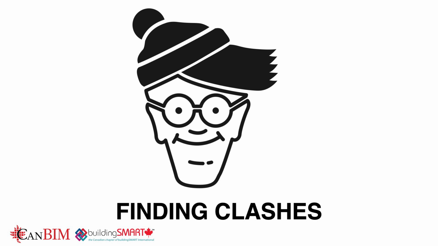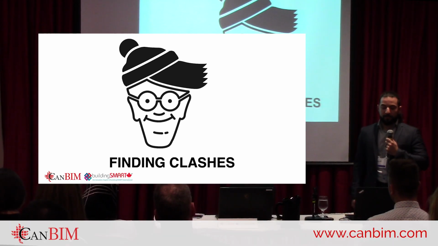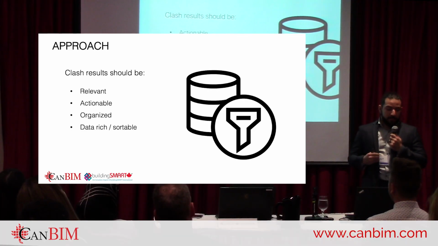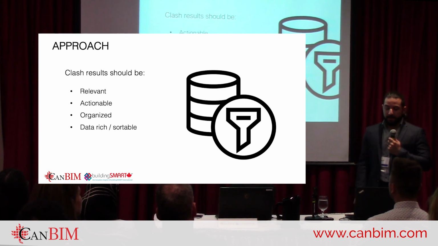So with all these, how do we find those clashes? What's the process for them? The first step in this whole process is to find our clashes. And what we're looking for is clashes that are actionable, that are organized, that are data-rich and relevant. And again, we're really relying on the information in our models.